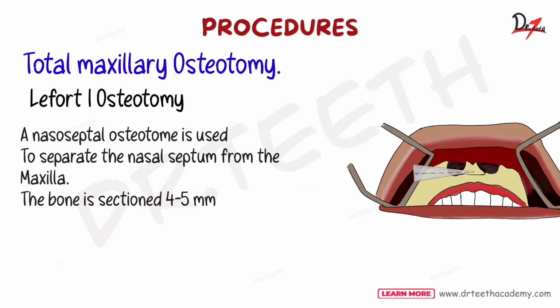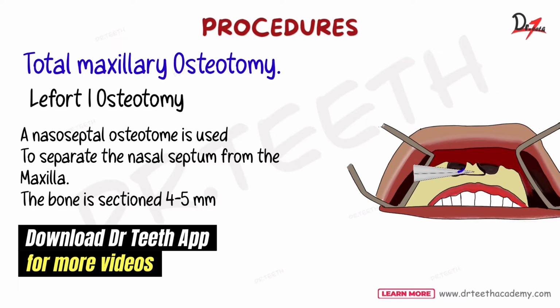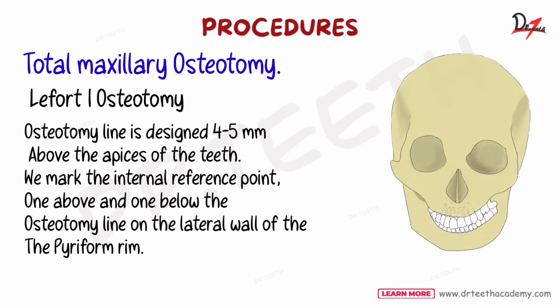Then a nasoseptal osteotome is used to separate the nasal septum from the maxilla. The bone is sectioned 4 to 5 millimeters. Then we are going to design the osteotomy line. So the osteotomy line is designed 4 to 5 millimeters above the apices of the teeth. And we have to mark the internal reference points. These internal reference points are one above the osteotomy line and one below the osteotomy line on the lateral wall of the piriform rim. And you have to measure the distance between these 2 points.